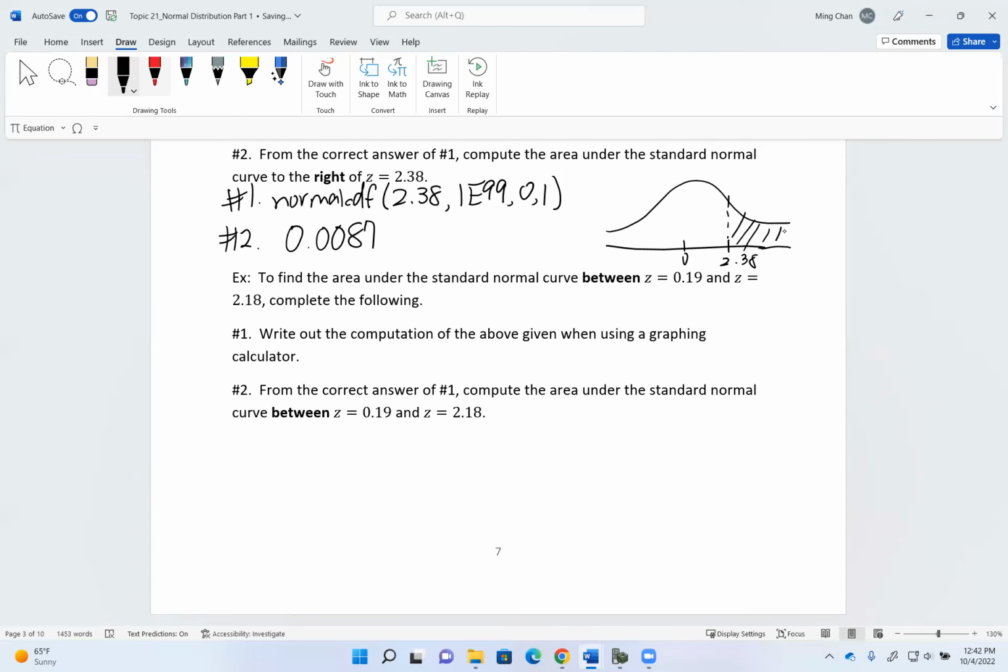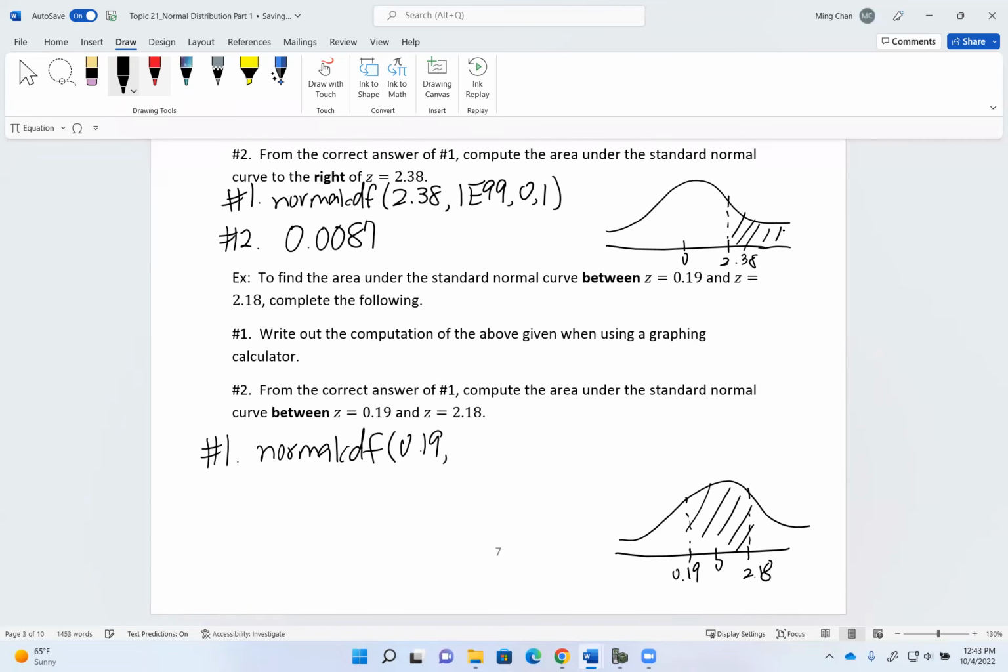Okay, area in between this z-score and that z-score. Using the calculator is a little bit easier. Looking for the area in between the 0.19 z-score and 2.18. So my lower bound has to be 0.19, and my upper bound has to be 2.18. This is how we find the area under the curve: 0.19, comma 2.18, the upper bound, from here to here, comma 0, comma 1.